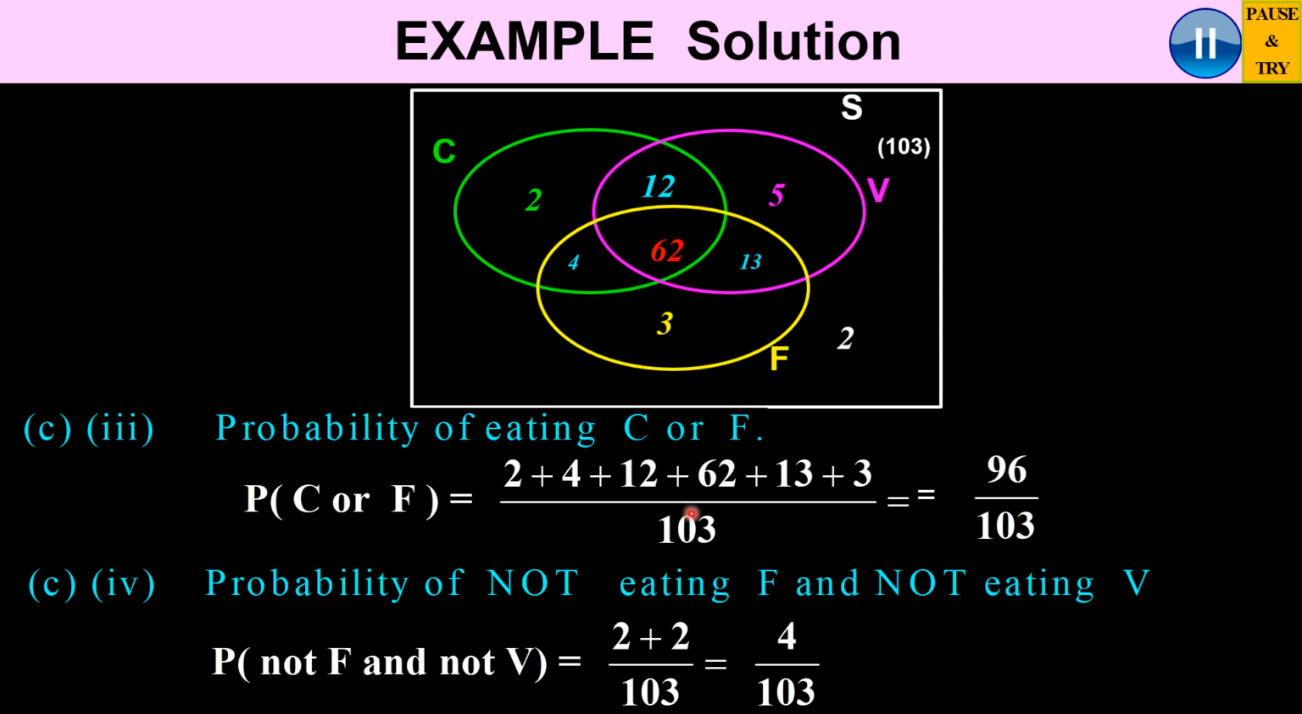If we had a question here, the probability of not eating fish and vegetables, right? Fish and vegetables would be these people here. And not eating that would be the others that I would have there: the 5, the 12, the 2, the 4, the 3, and the 2.